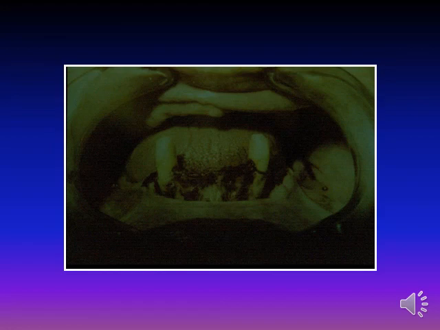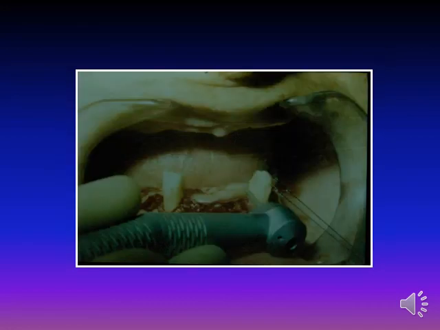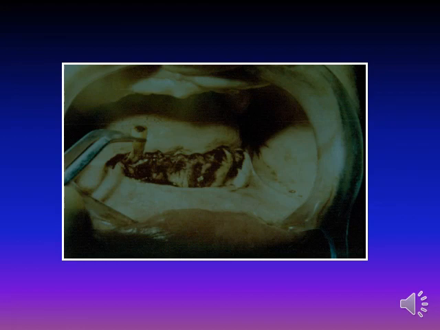Here we make a flap and then make root canal treatment and reduction. In the replantation, we remove the tooth and make the root canal outside the oral cavity and then replant it again in the oral cavity.